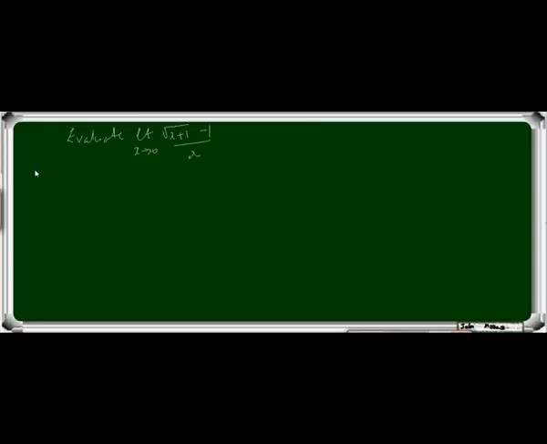Step 1. Let us apply the limits. So when I apply limits, that is to say, wherever I see x, I substitute 0.